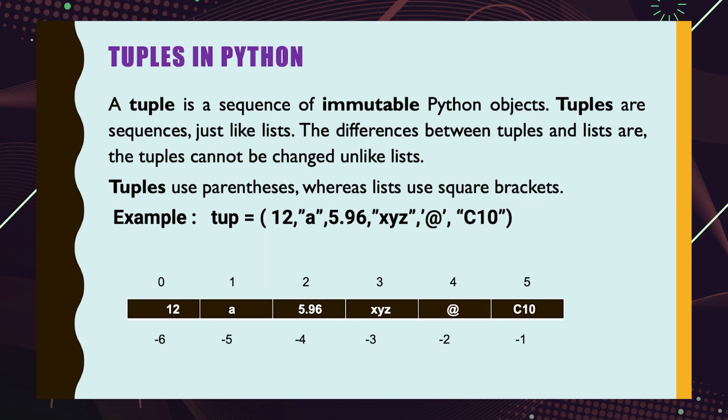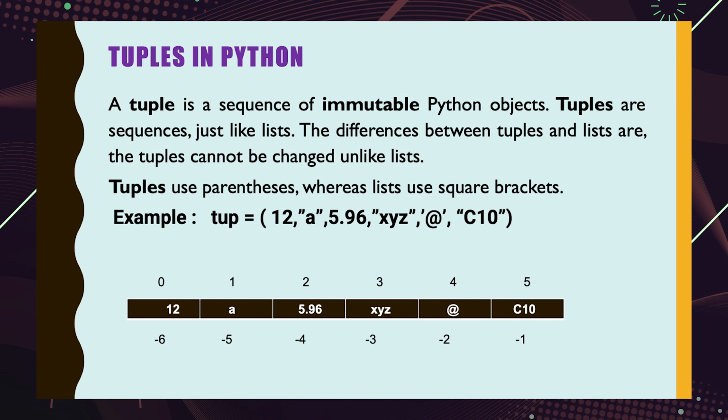Now let's revise tuples. A tuple is a sequence of immutable Python objects. Tuples are sequences just like lists. The differences between a tuple and a list are that tuple items cannot be changed and tuples use parentheses, whereas lists use square brackets. Tuple equal to round bracket 12, a, 5.96, xyz, at the rate c, 10, round bracket close.